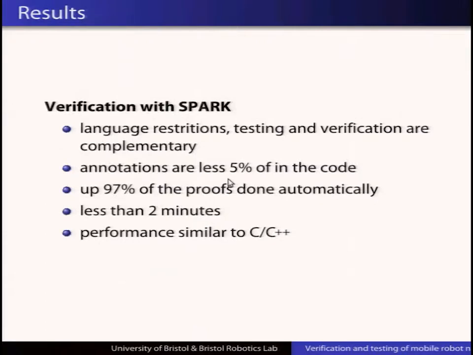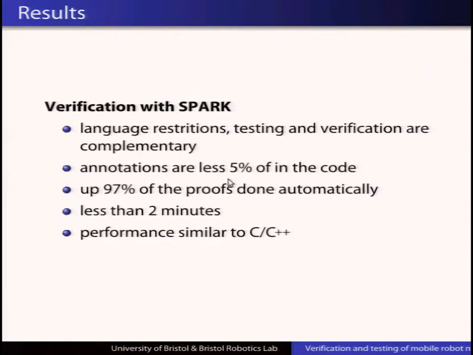With this approach, we found bugs in open source robot navigation software. And we no longer trust that software is safe simply because it's open source. We found that language restrictions, testing, and static verification are complementary to each other.